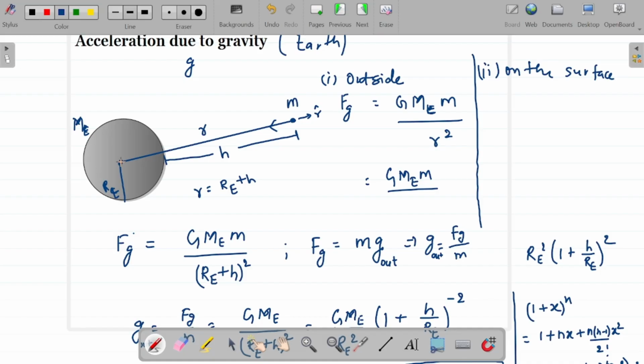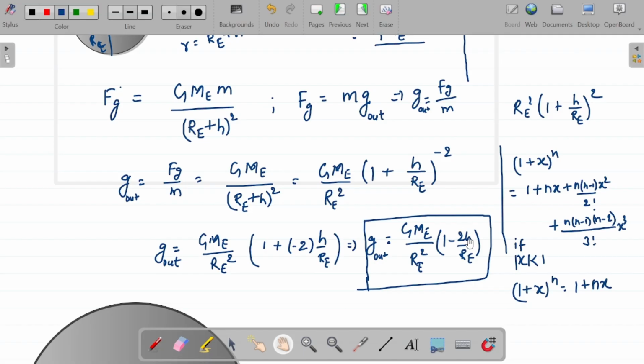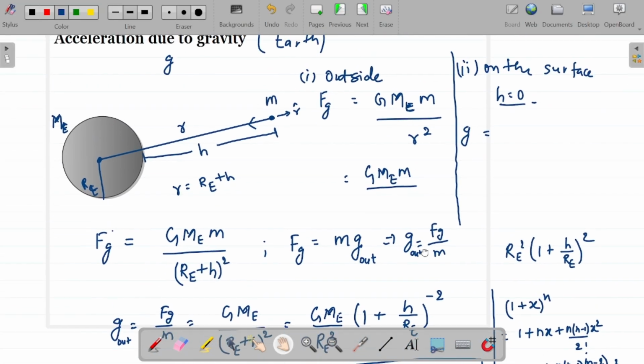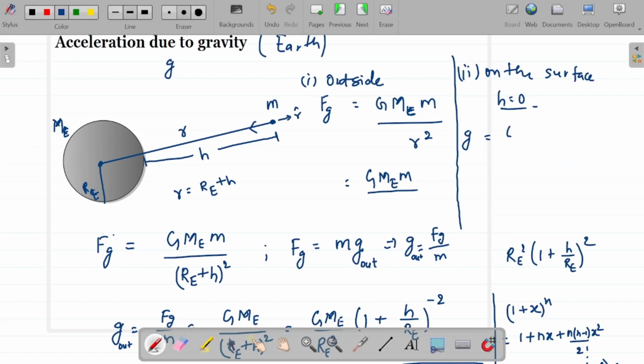So in this case, the only distance between these two things, meaning the center of the earth and the body, will be the radius only, and h equals 0 on the surface. In this case, let's say on the surface I'm writing only g. So this h will be 0, and then we will have g equals G Me by Re square. So g will be only capital G, mass of the earth Me, by Re square.